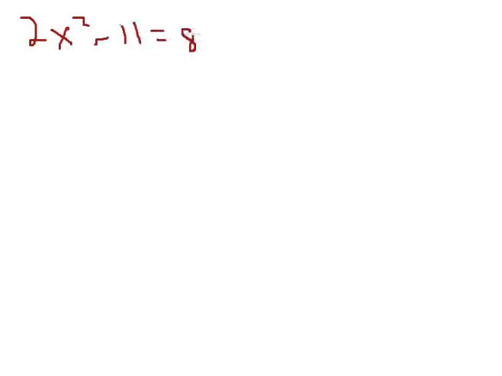equals 87. If we want to solve this, we solve it essentially the same way as we would any other equation. You want to isolate the x. So the first thing you want to get rid of is the whole 11 term. How do you get rid of the 11 term? Well, it's minus 11, so to cancel it, you do plus 11. You do it to one side, you've got to do it to the other. So you've got 2x squared equals 87 plus 11, which is 98.